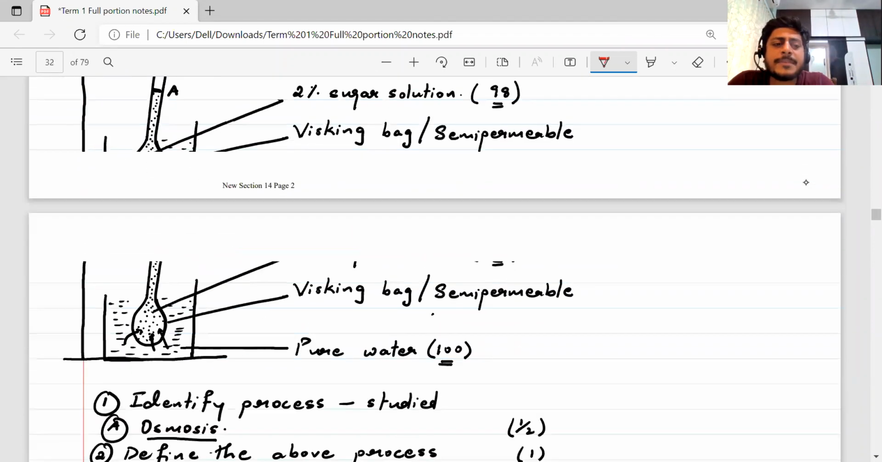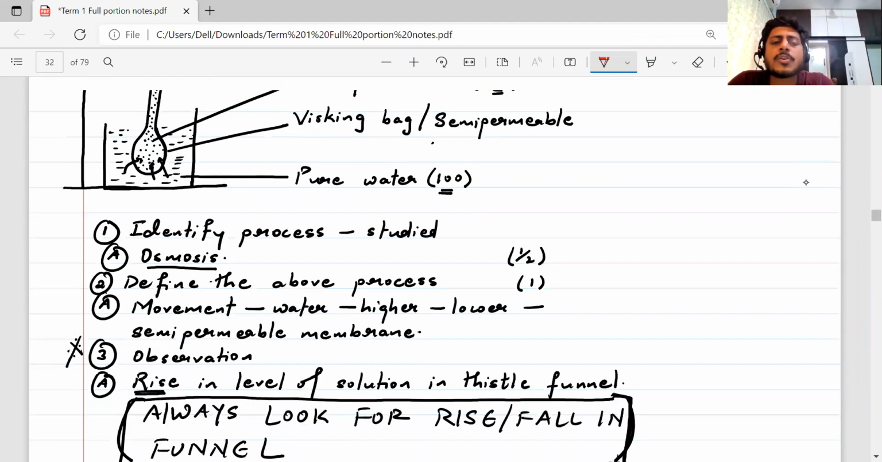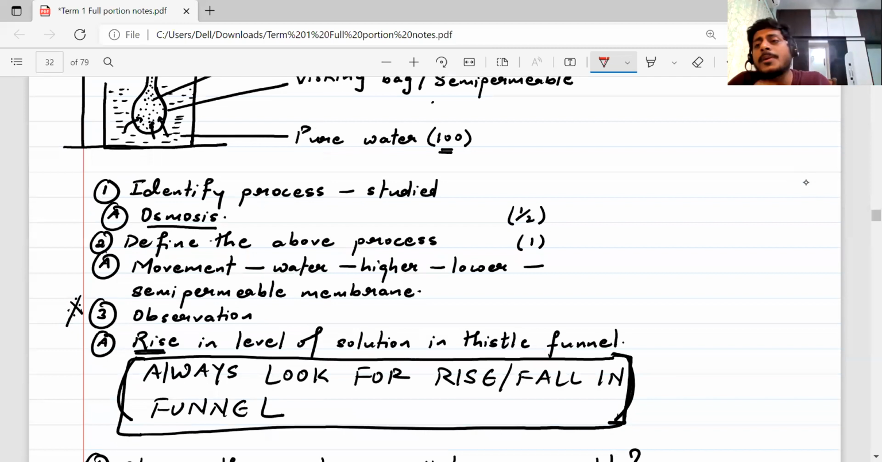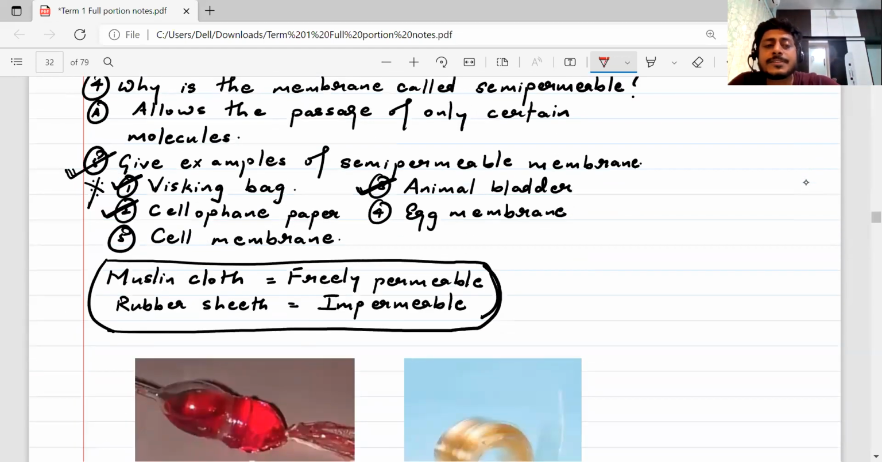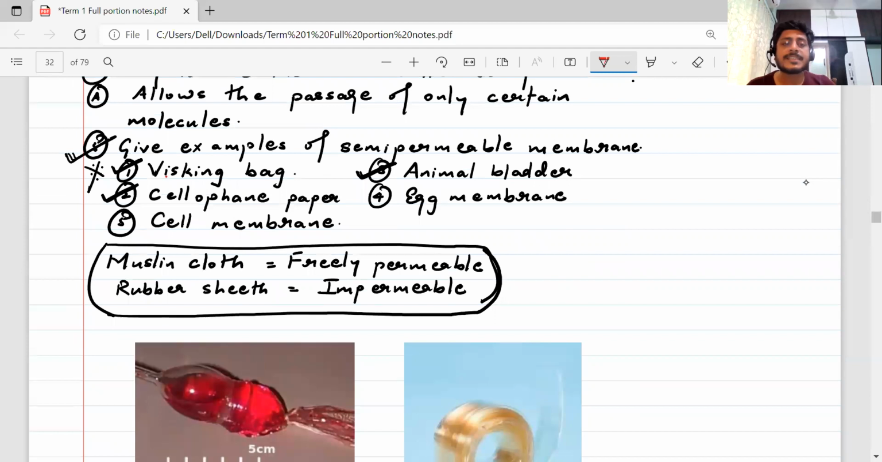Then we saw the experiment wherein we spoke about how osmosis takes place, and we spoke about observation, so you always have to look for a rise or a fall. We saw tonicity and 3 different types of solutions. We can see the examples: whisking bag, cellophane paper, cell membrane, animal bladder, egg membrane. We spoke about muslin cloth being freely permeable, rubber sheet being impermeable.